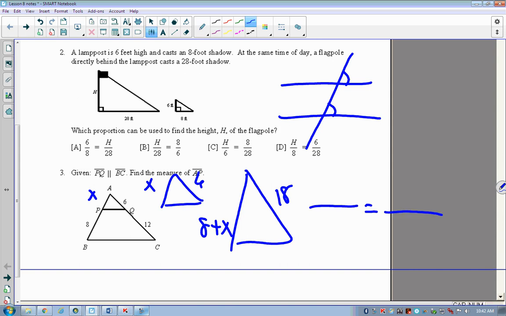Okay, Michael, what's the proportion you want to set up? 18 over 8 plus x. 6 over what? Okay, so you did 18 over 8 plus x, so you need to do 6 over x. Okay? All right, now what? Cross multiply, so I got 18x. That's the easy one. Right? What's next?